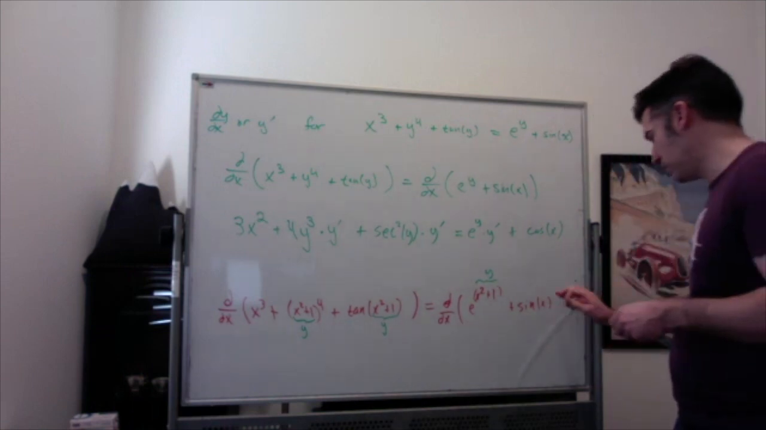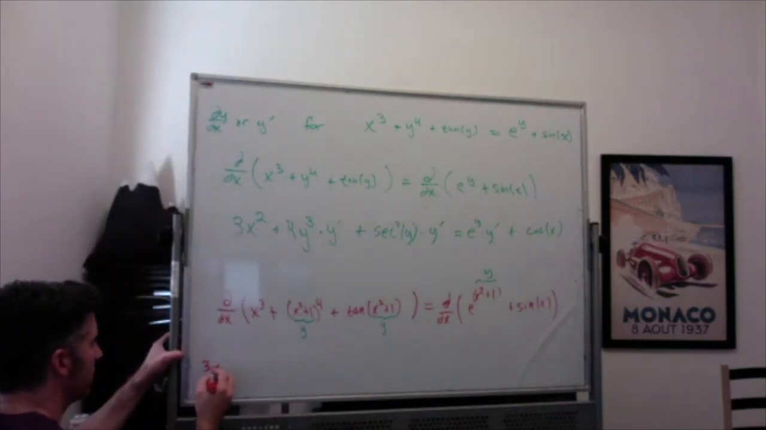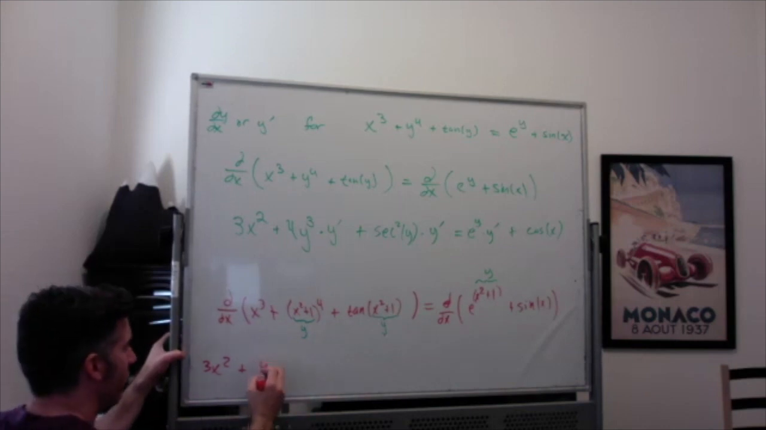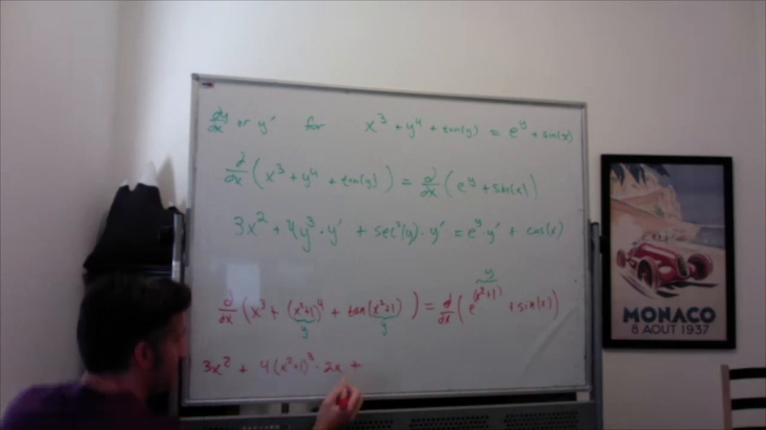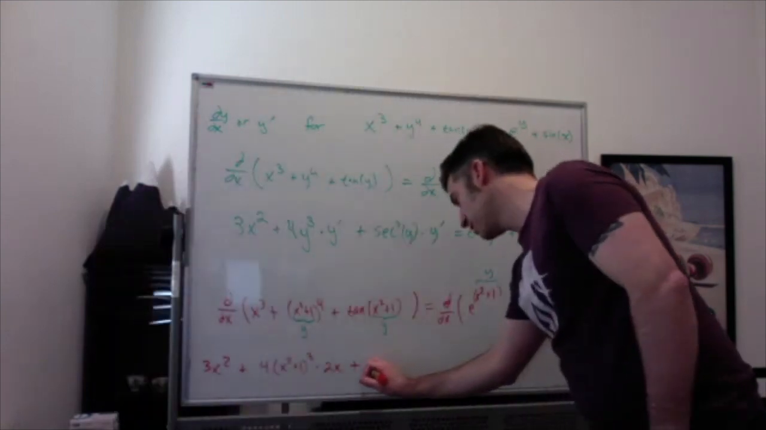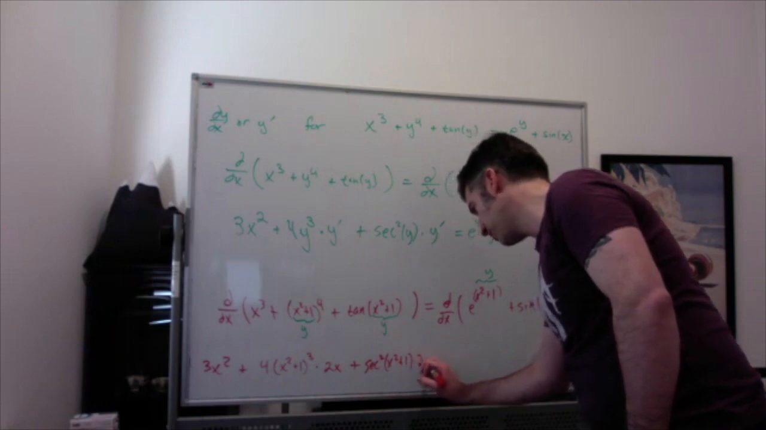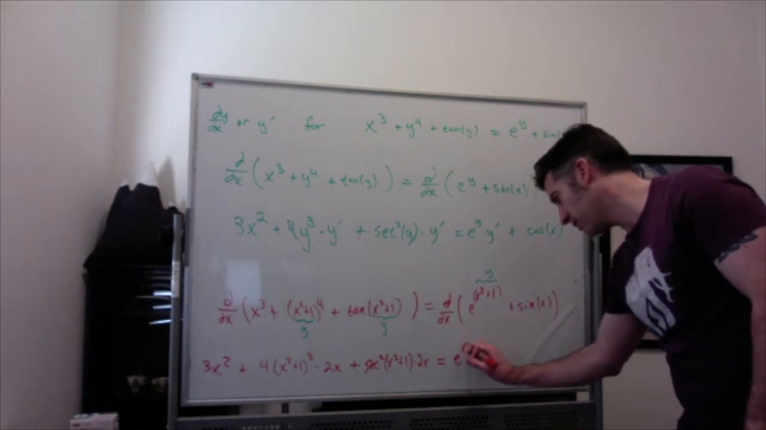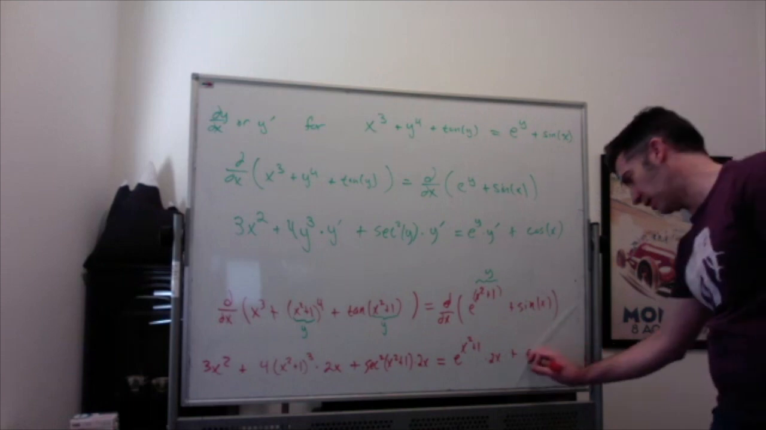So now when I differentiate this, it's still going to work out the same. The derivative of x cubed is going to be 3x squared. The derivative of x squared plus 1 to the fourth, or some stuff to the fourth, is going to be 4 times my stuff to the third times the derivative of my stuff, which is 2x, plus the derivative of tangent of some stuff is secant squared of the stuff times the derivative of the stuff, equal to the derivative of e to the stuff, which is e to the stuff times the derivative of the stuff, plus the derivative of sine of x is cosine of x.